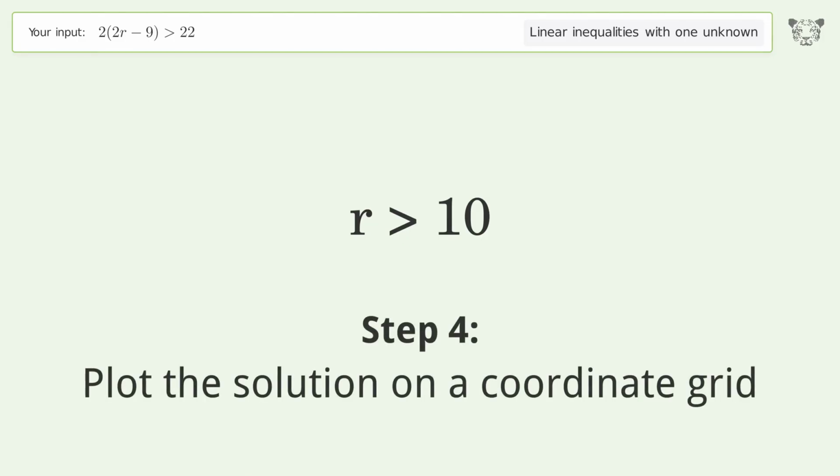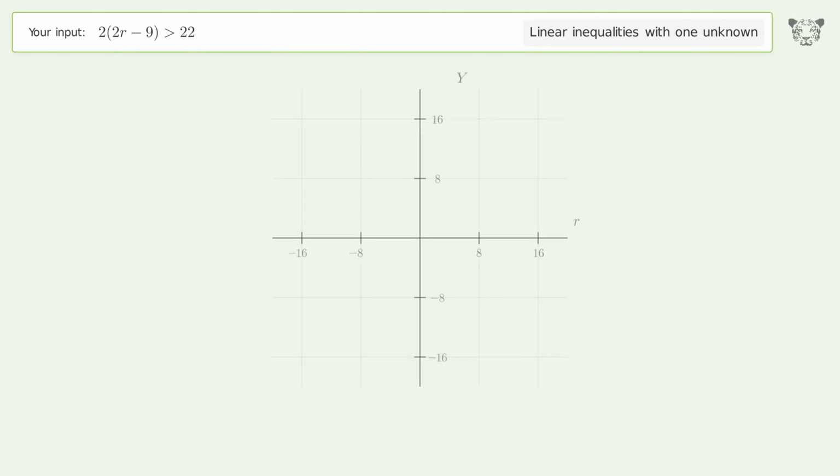Plot the solution on a coordinate grid. And so the final result is r greater than 10.